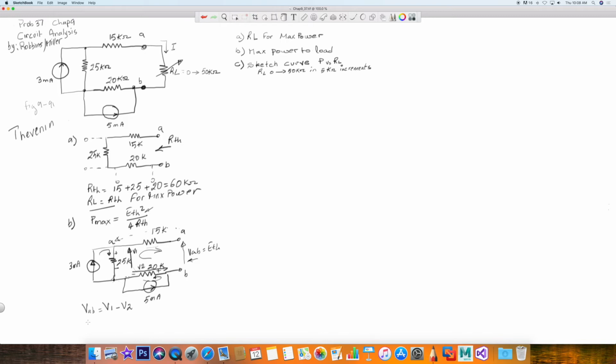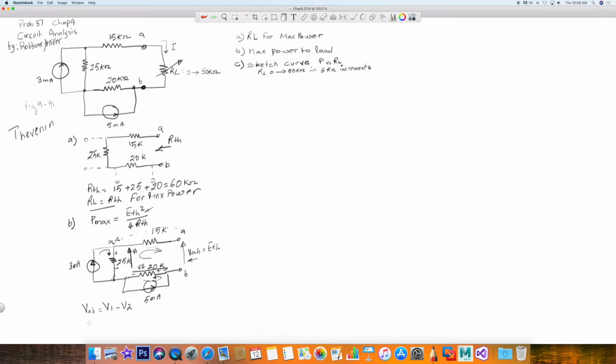And you're going to say, okay, well, that's ETH, fine. But what is V1 and what is V2? Like I said before, the 3 milliamp is the one going through the 25K. And the 5 milliamp will be the one going through the 20K. And that is because in this scenario, we do not have a connection between A and B. So there's no current drawn out of these two loops through the 15K.